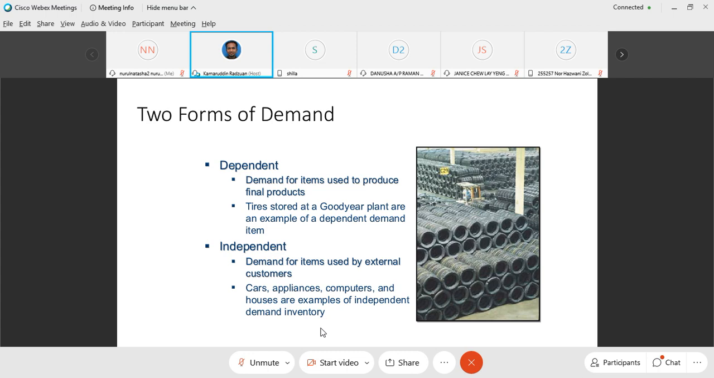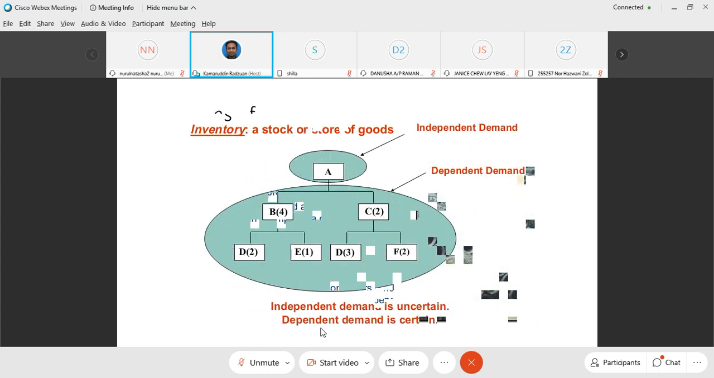So for the dependent demand, for item used to produce the final product. For example, tire store at the Goodyear plant are example of dependent demand. And for the independent demand, for item used by external customer. For example, cars, appliances, computers, house are example of independent demand inventory.